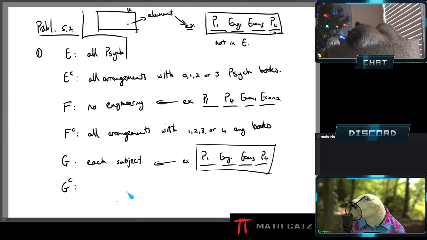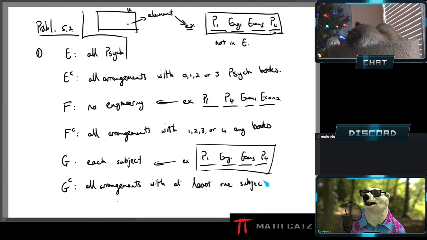So G complement needs to be everything that G is not requiring. G is requiring something very specific. Every subject needs to be visible in my arrangement. So G complement is simply the set of all arrangements with, say it like this, at least one subject missing. Could be all psychology books. Then engineering and economics are missing. Doesn't have to be. I could just miss one. Something has to be missing. Otherwise, if nothing's missing, it's in G. Together, they have to make everything.